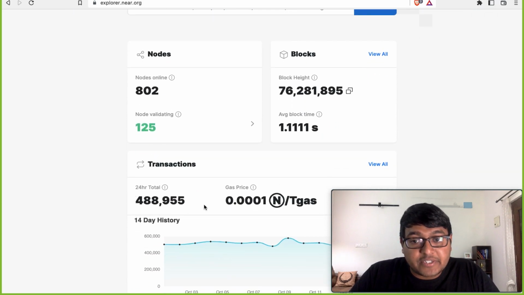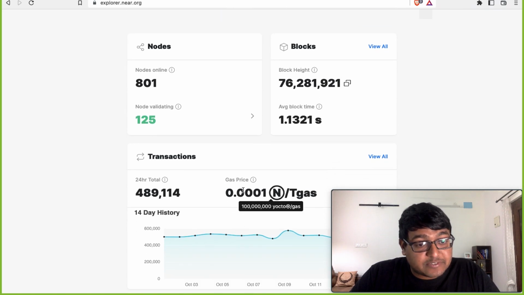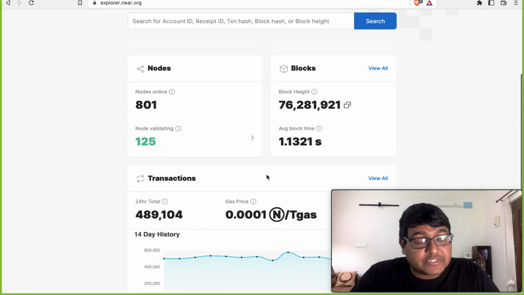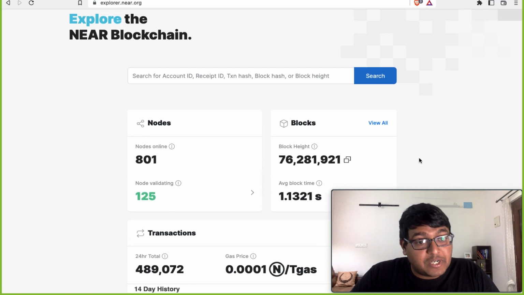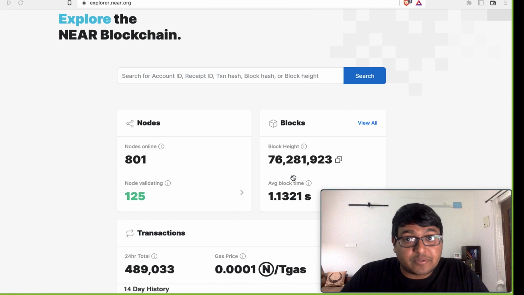More than 400,000 transactions in the last 24 hours. In fact, it's almost touching 500,000. And very low gas fees. So all these things make it very, very attractive to build on the NEAR protocol. And you can definitely see the results of that. Total value locked is more than 300 million.